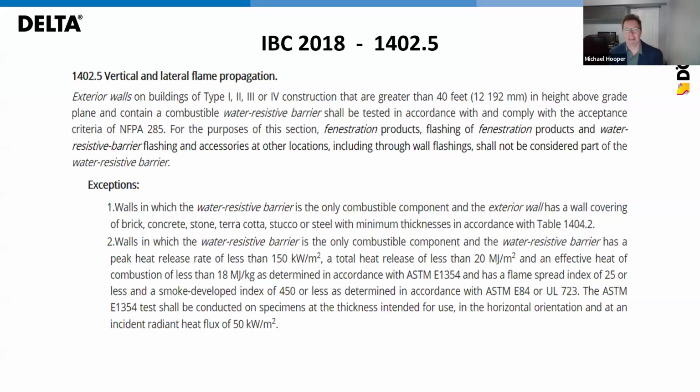So in 2018, the reference number changed, but there was really no other change to the building code. So these exceptions stand today.